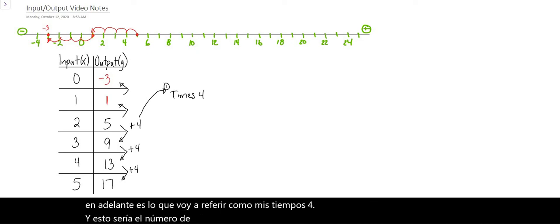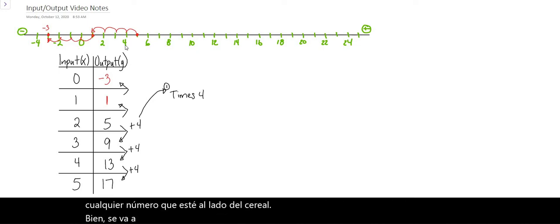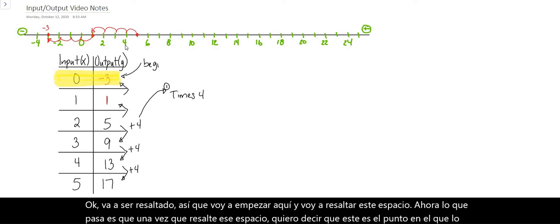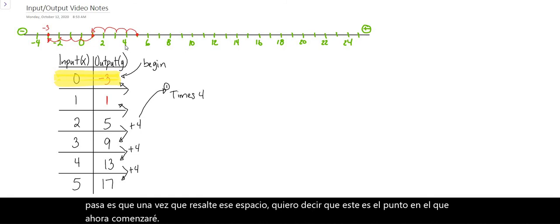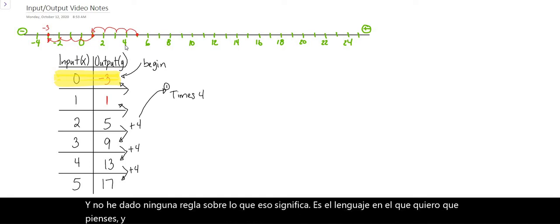The second thing I want done from now on is any number that's next to the 0, okay, it's going to be highlighted. So I'm going to start here, and I will highlight this space. Now the thing about it is that once I highlight that space, I want to say that this happens to be the point where I will now begin. And I haven't given any rules as to what that means. It's just the language that I want you to think of. And this is going to be the second piece I pay attention to.